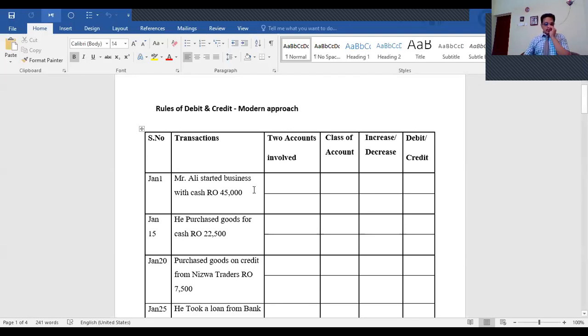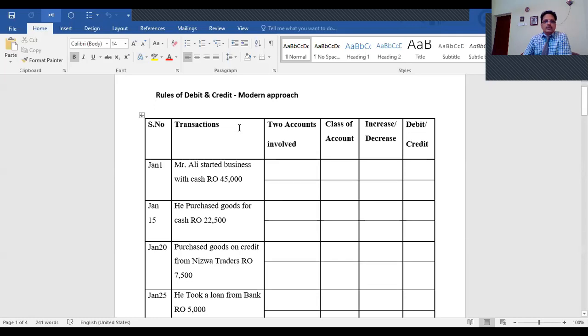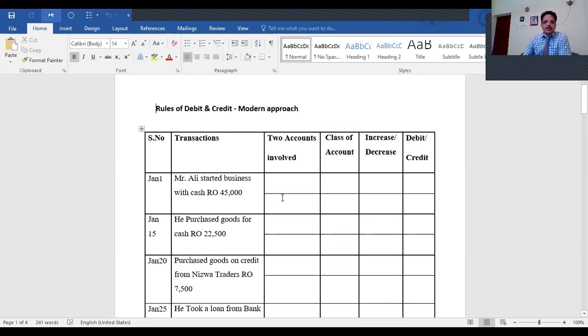Here there are some columns. Here we are using the modern approach, and we'll check how it can be applied. So can you check this transaction? Mr. Ali started business with cash 45,000. Ali is the businessman. He started business with cash 45,000. Our task is to find which account is debited and which account is credited.